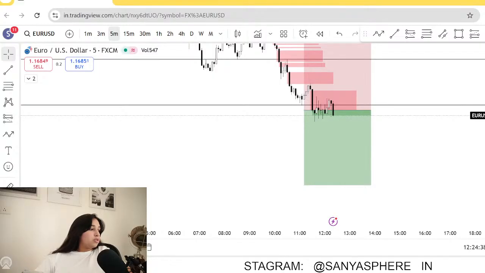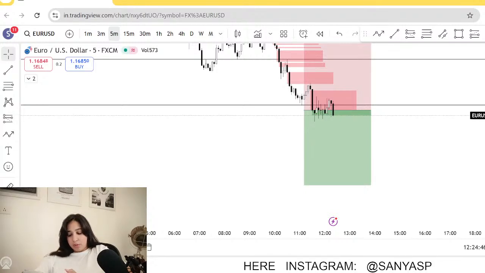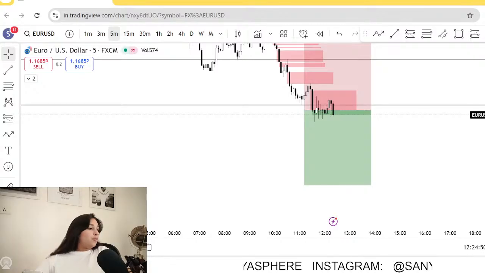And it's also a very high probability setup, like a market structure reversal with the fair value gap. If you have the liquidity sweep before that, it gives a higher chance to get in your favor.